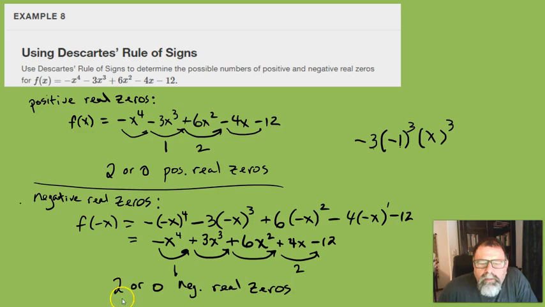Right, so possibility 2, possibility of 0, but no other combination, right, 2 or 0. So this can basically have 2 positive, 2 negative. It could have 0 positive, 0 negative, and then that would leave 4 complex, right? Imaginary ones. So whatever's left over to get 4, because degree 4, those would be imaginary. And remember, imaginary always come in complex pairs, so that's why we're dropping by 2 on these combinations.